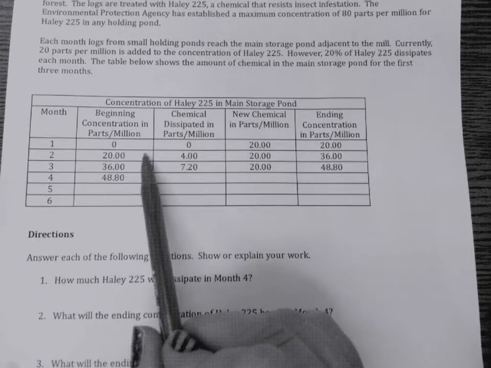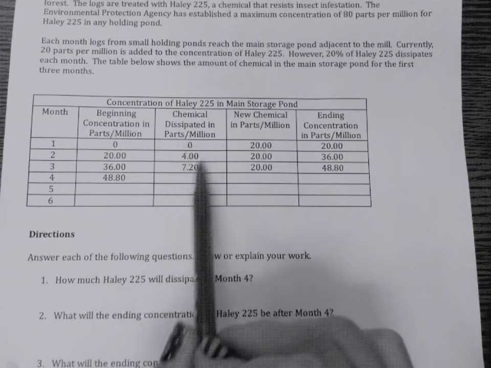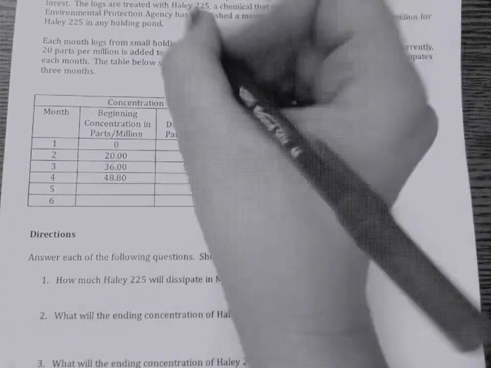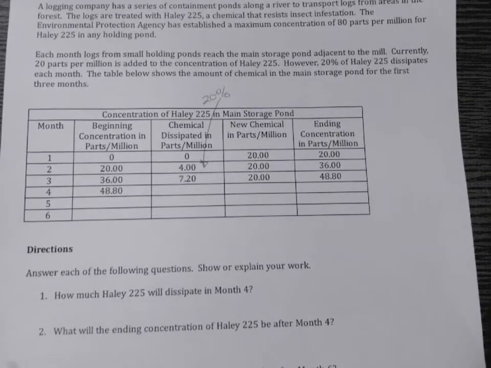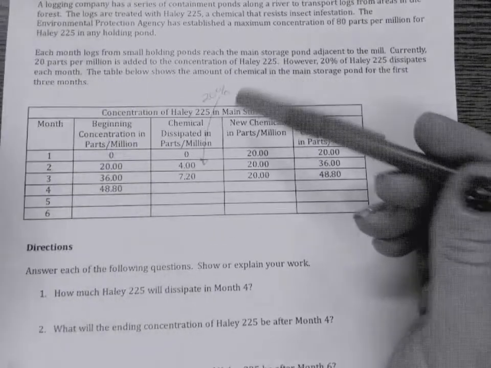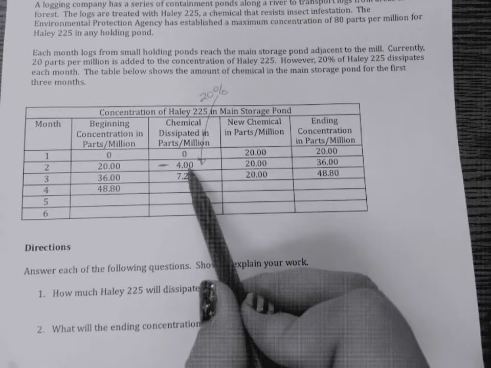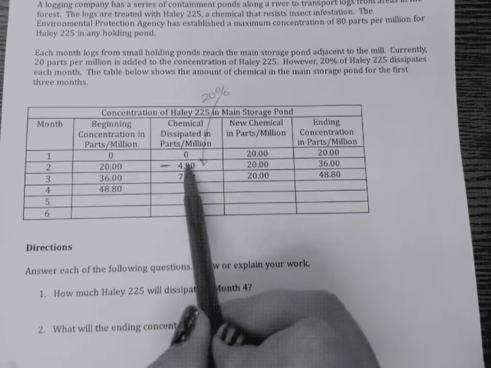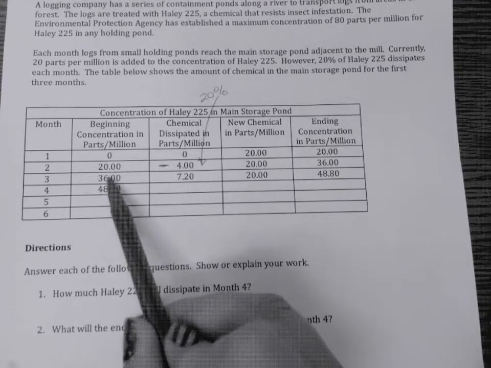Now it's the beginning of the next month. So it starts with 20. So how much dissipates during the month? It says 20%, right? So this is 20% of your starting value. So if I do 20 times 0.2, see how I get 4? All right, so this is going to be subtracted off. I lost those 4, and I added back 20 new parts per million. So 20 minus 4 would be 16, plus 20 is 36. 36 gets carried to the next beginning of the month.